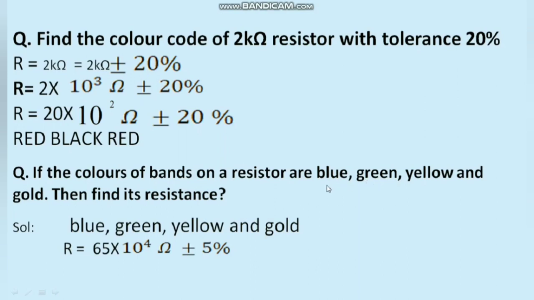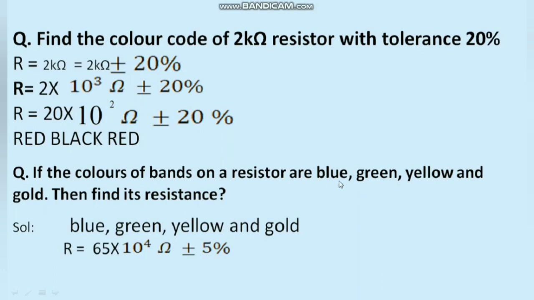We have to find out the resistance. What color code did they give? On a resistor, there are colored bands, colored rings, and based on the colored rings, we have to find out the resistance. Look here. There are colored rings: blue, green, yellow, gold, right?